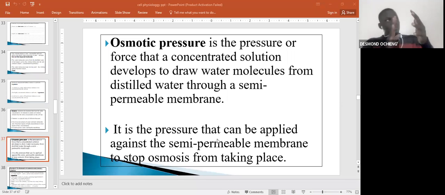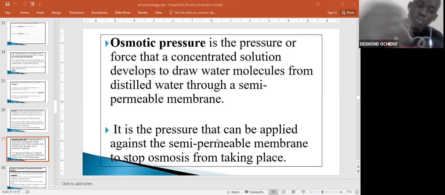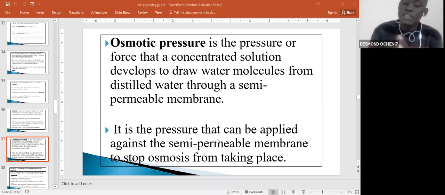It is that pressure applied against the semi-permeable membrane to stop more water molecules moving from the dilute or hypotonic solution into the hypertonic, or concentrated, solution. If you have two solutions separated by a semi-permeable membrane, there is that pressure that can be applied against the membrane so that water molecules are stopped from moving from the hypotonic solution into the hypertonic solution. And that pressure is called the osmotic pressure.